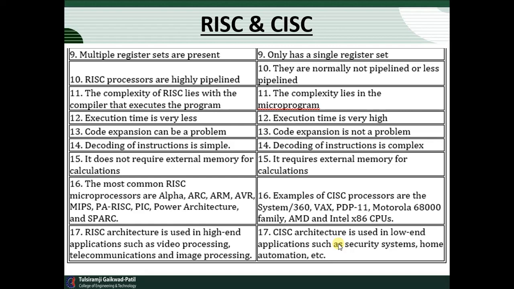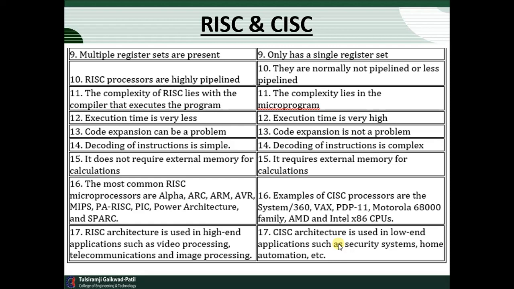Point number 10: RISC processors are highly pipelined. We have already discussed the advantage of using the pipeline: we can increase the speed using the pipeline concept. In CISC, they are normally not pipelined, or less pipelined. The complexity of RISC lies with the compiler that executes the program. In CISC, the complexity is in the microprogram. In RISC, execution time is very less.